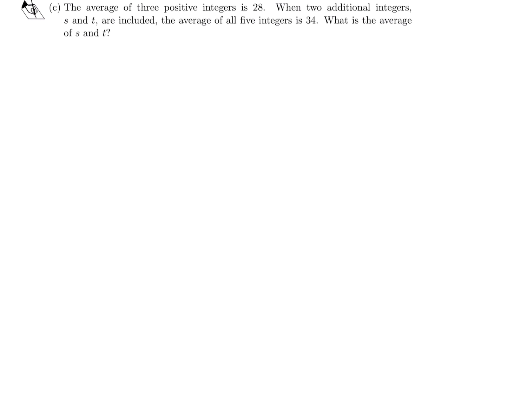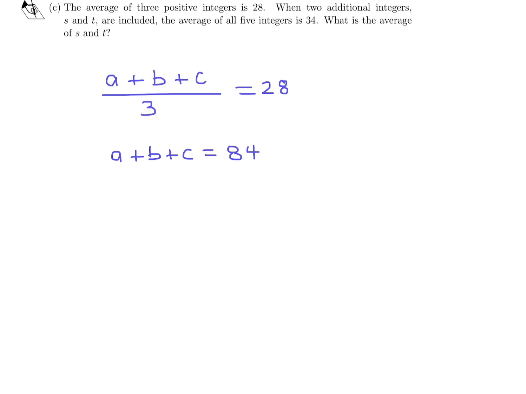The average of 3 positive integers is 28. When the 2 additional integers s and t are included, the average of all 5 integers is 34. What is the average of s and t? Let those first 3 positive integers be a, b, and c. And if I take their average, obviously divide by 3, they tell you that is 28. All right? So if I just multiply through by 3, this will give me a plus b plus c is 84.